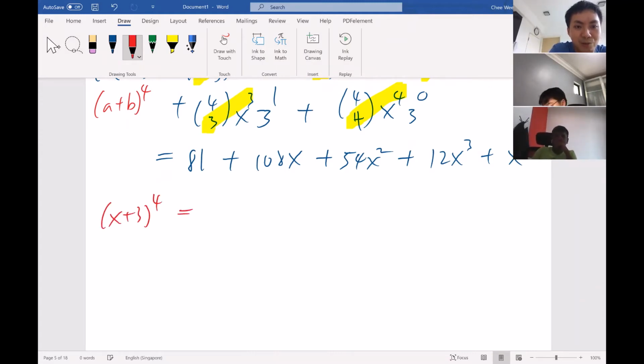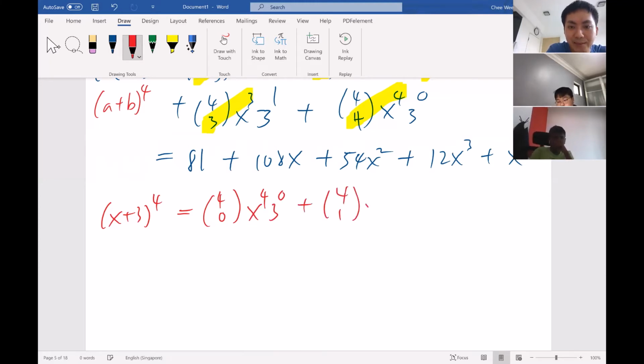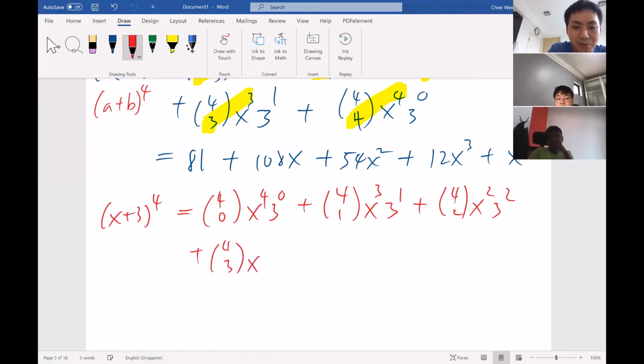I can actually opt to let the n choose r follow the power of b, which is 4 choose 0, x to the power of 4, 3 to the power of 0, plus 4 choose 1, x to the power of 3, 3 to the power of 1 now. Then plus 4 choose 2, x to the power of 2, 3 to the power of 2, plus 4 choose 3, x to the power of 1, 3 to the power of 3, plus 4 choose 4, x to the power of 0, 3 to the power of 4.